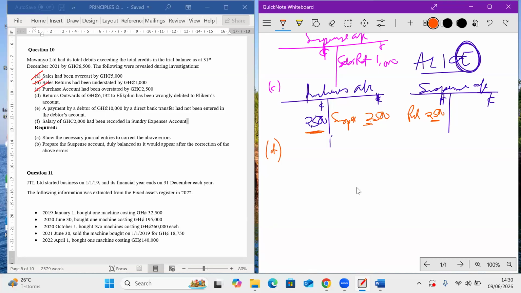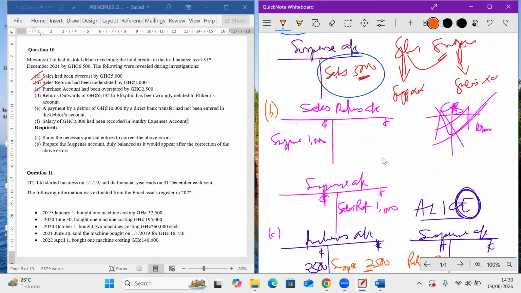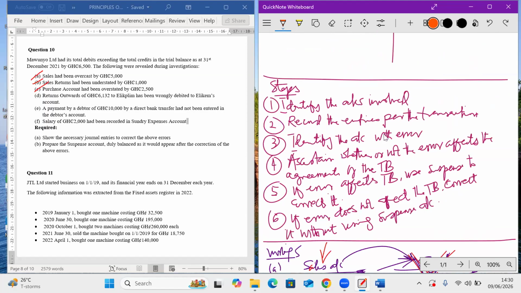Okay, so now let's go. Let's follow the steps. First step: identify the accounts involved. What accounts were involved?